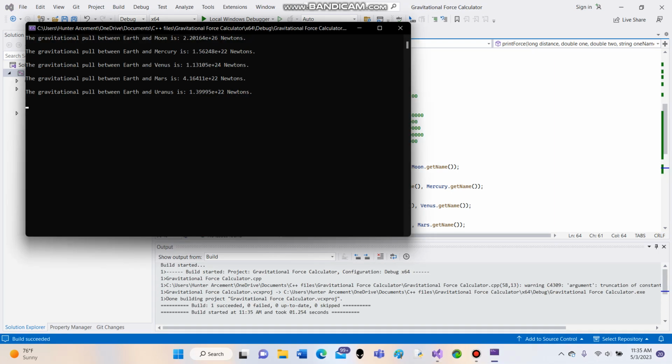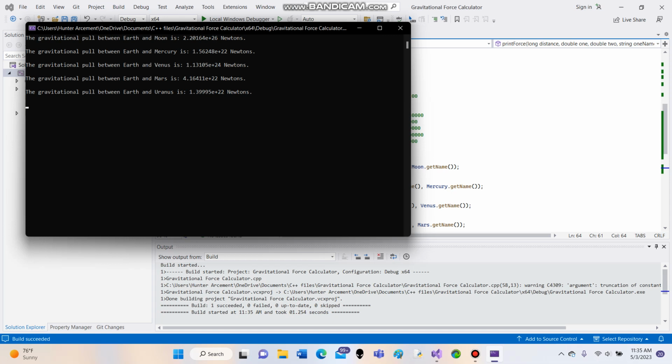So if we run it off the rip, we have the gravitational pull between Earth and the Moon, and Mercury, and Venus, and Mars, and Uranus. Now notice that Venus actually has a higher pull than Mars, and that's because Venus is about 30, 37 million kilometers closer to the Earth than Mars.